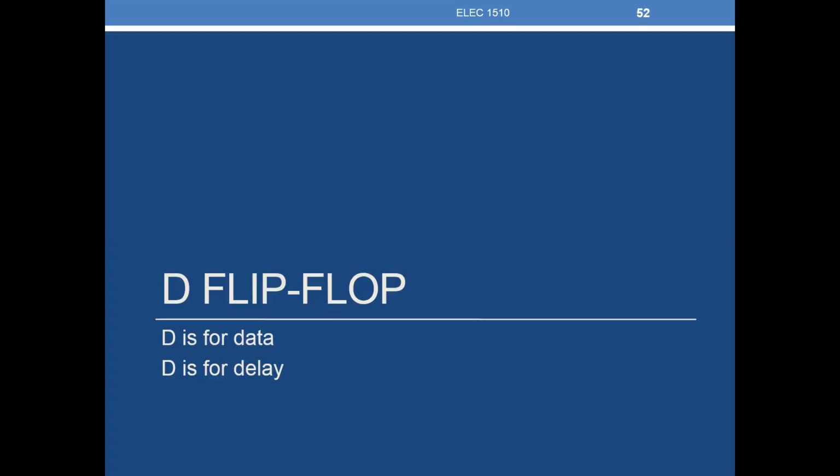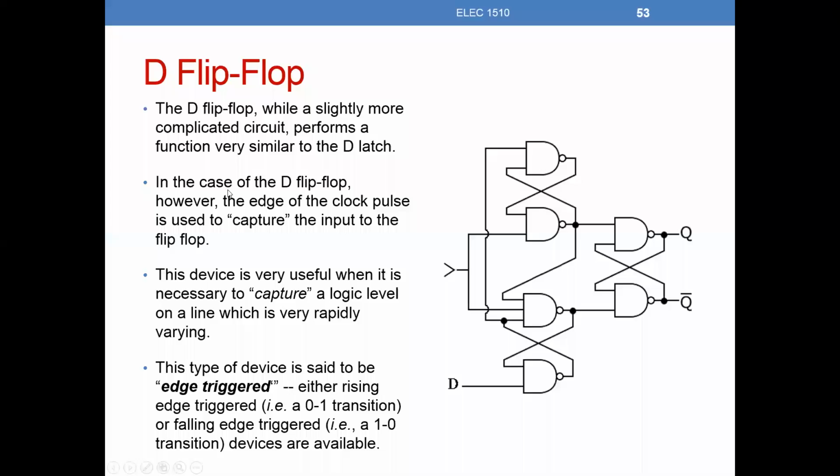Also, D is for delay because it takes one clock cycle to actually take the input and process it through to the output. So basically, when you use that one clock cycle, you're delaying that one clock cycle time and you're dividing a clock in half. We'll see in an upcoming lesson how we can use D flip-flops as clock dividers. For right now, we want to understand their behavior.